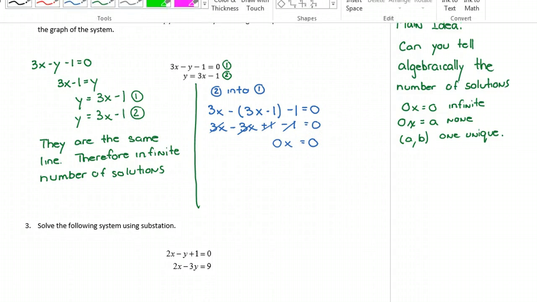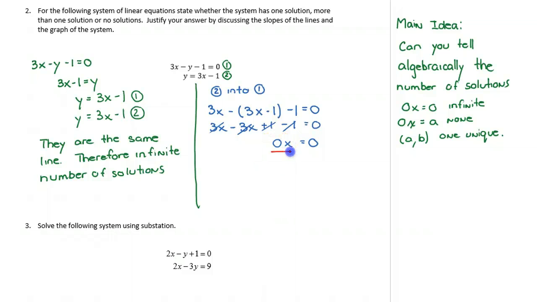And this form, 0x equals 0, is my indicator for a system that has an infinite number of solutions. So therefore, I can stop and say, this system of equations has an infinite number of solutions.